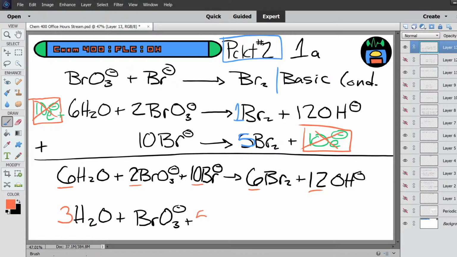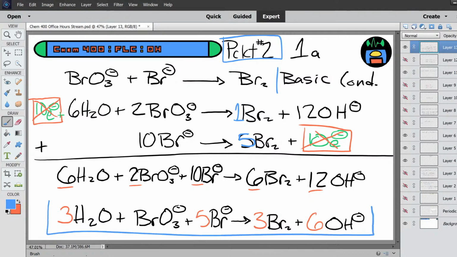plus 5 bromide ions produce 3 bromine molecules plus 6 hydroxide ions. All right, and that is the balanced chemical equation. And that's not just the balanced chemical equation, that is how you balance this equation using the half reaction method.